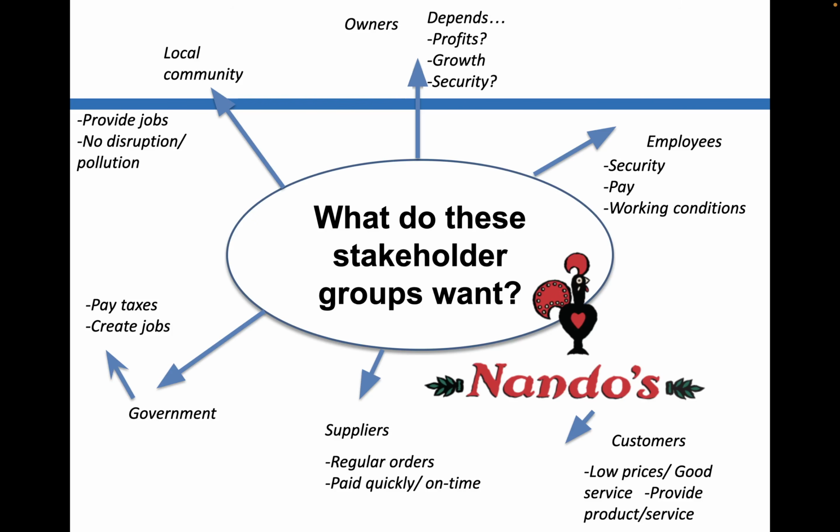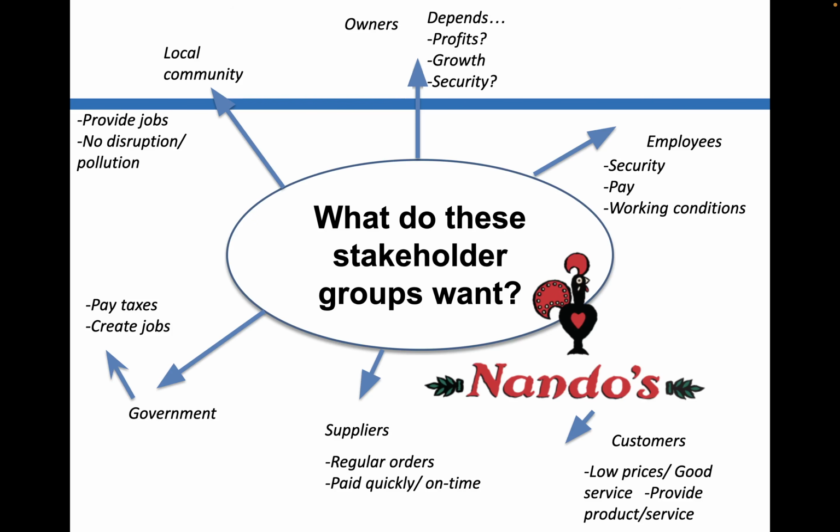So we've got owners, which are obviously internal. They're likely to want, I put depends here because it may depend on what sort of situation the business is in. You know, if you link back to the last video, like, are we just surviving? Are we trying to expand, etc.? But usually they will want more profits, more growth, and potentially better security in the business in terms of financial security.